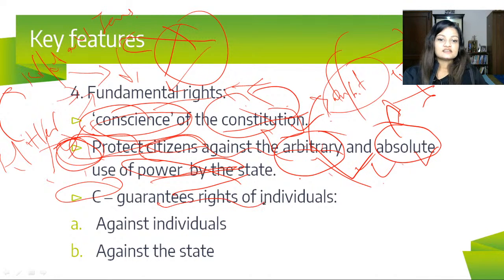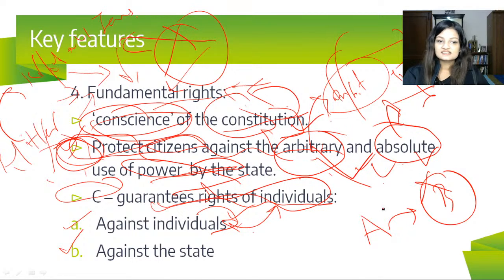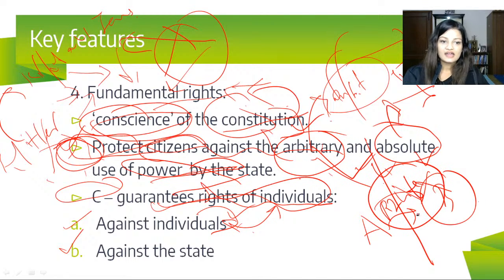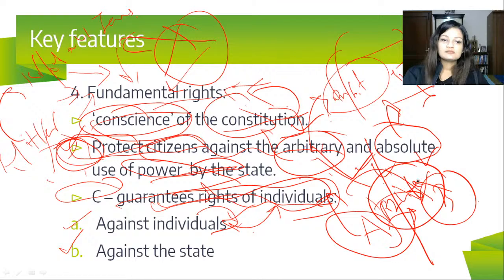It basically guarantees the rights of individuals against individuals and also against the state. So this is a very interesting point. How does the constitution guarantee rights of individuals against individuals? That basically happens when for example if I'm person A and I say that I don't like this person and this person shouldn't exist, so he should not even be there. So then if I kill this person, then I would be violating the right to his life and I would be put in jail. ठीक है. So that is because the constitution is guaranteeing him a right to life.